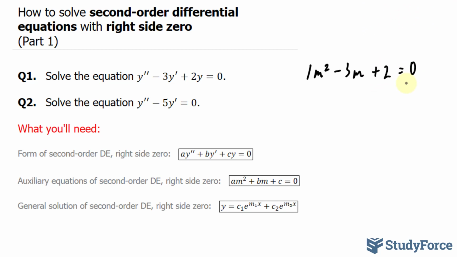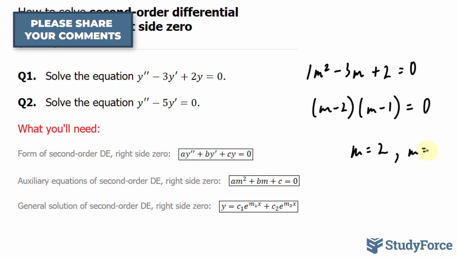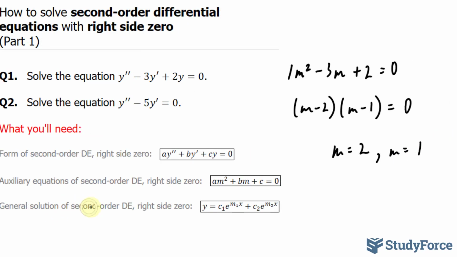What we have here is a quadratic that is factorable. Take a look. What two numbers multiply to 2 and add to negative 3? The answer is negative 2 and negative 1. So we have (m minus 2)(m minus 1) is equal to 0. If I solve for m, I end up with m is equal to positive 2 and m is equal to positive 1.